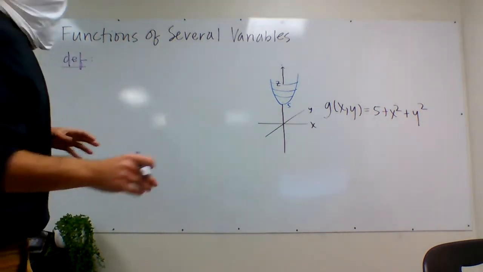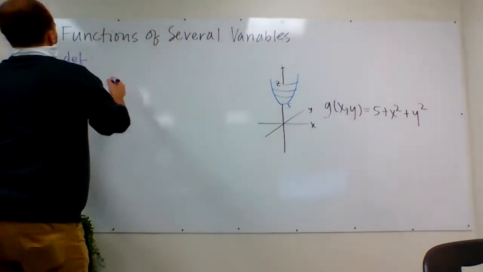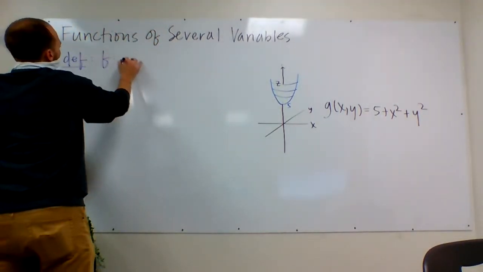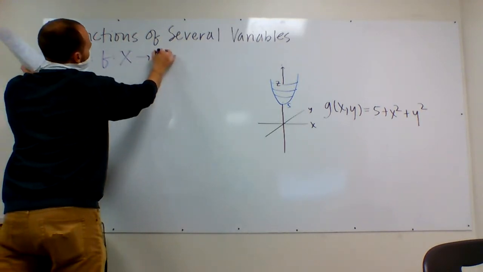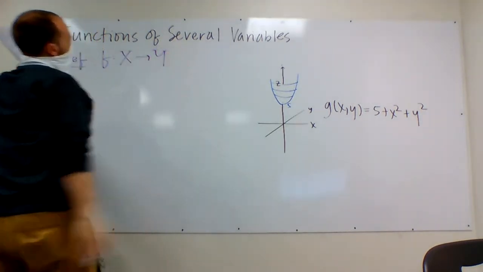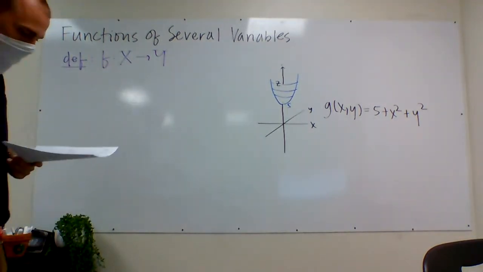I'm going to define a level curve. So how did I say? Okay, so f is going to take a set X to a set Y. You know, it could be a space. It could be all sorts of things.